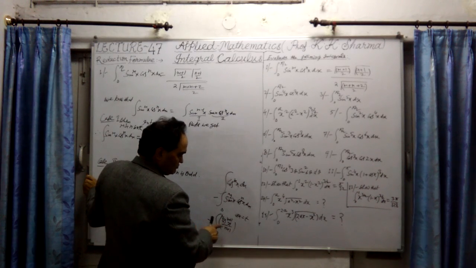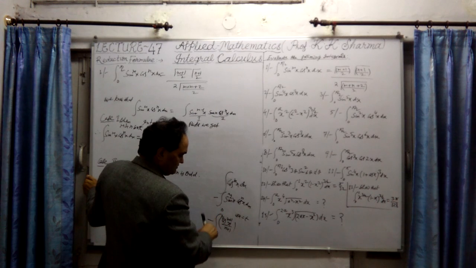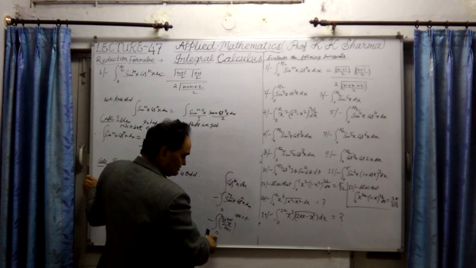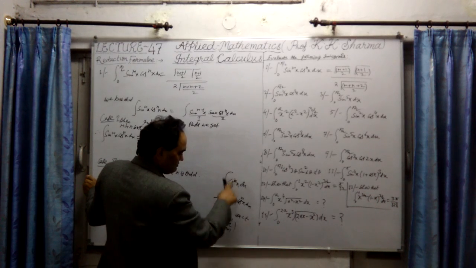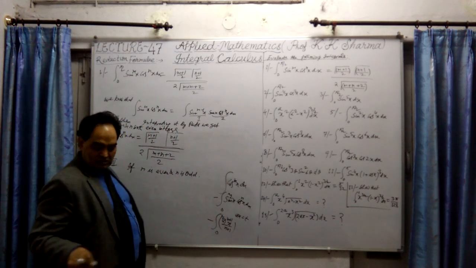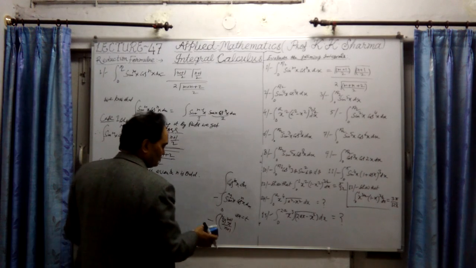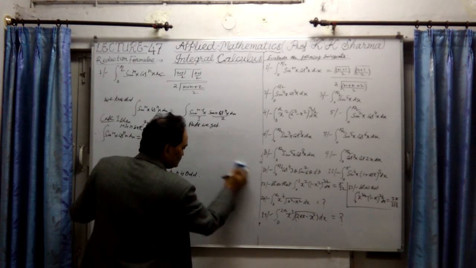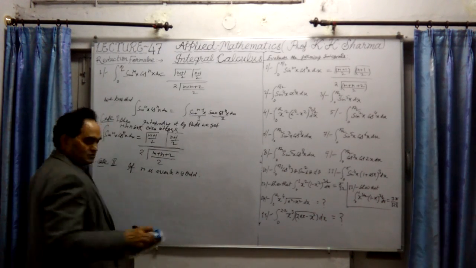The minus sign is there because of this minus dt. So when we substitute the lower limit 0, the value will be 1 upon n plus 1. So the last step will be 1 upon n plus 1 in the end. The same thing will be there.